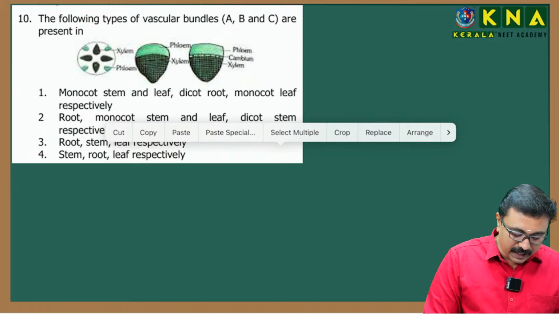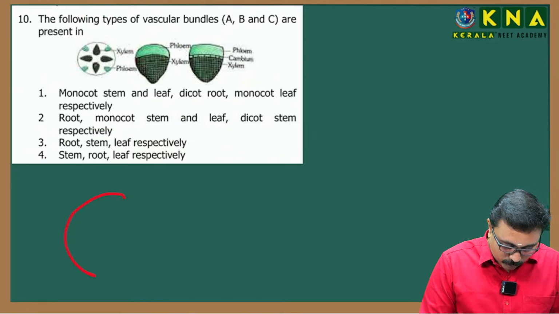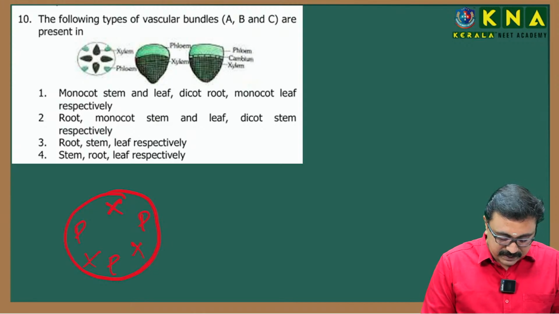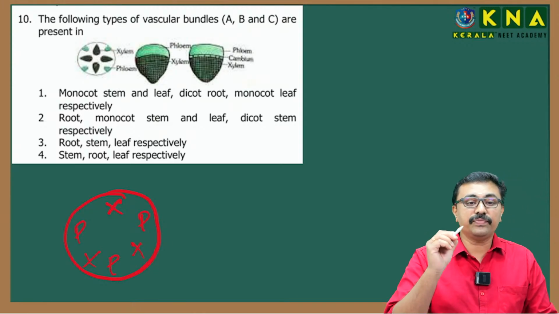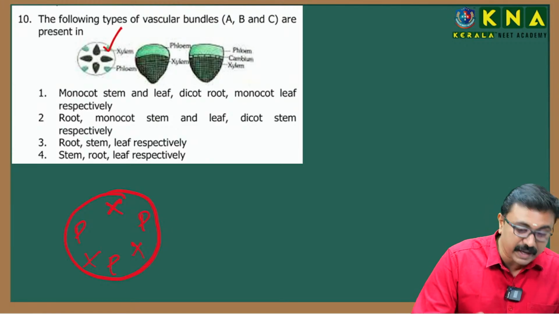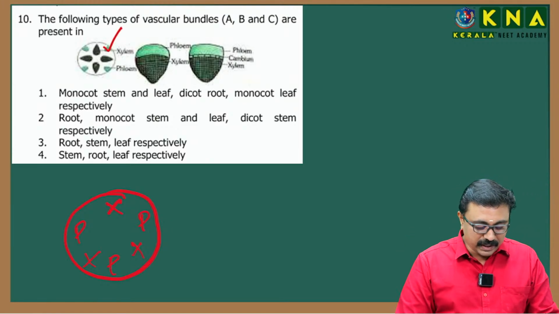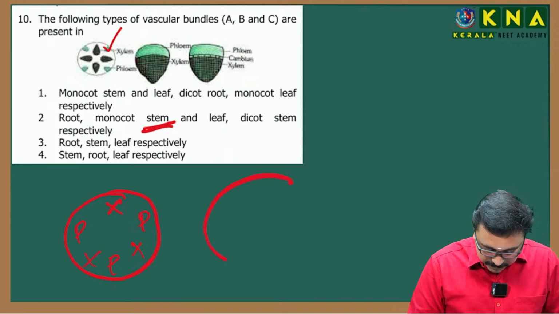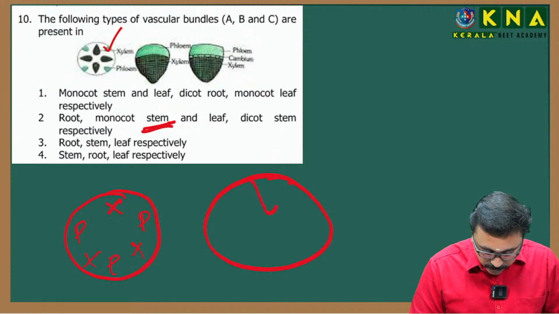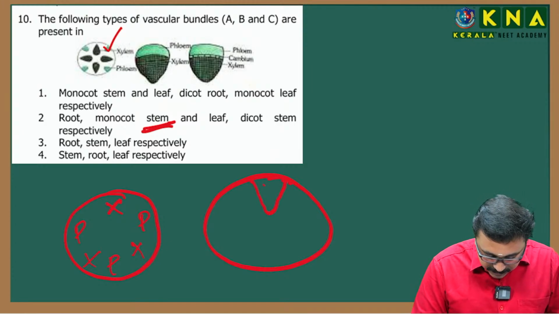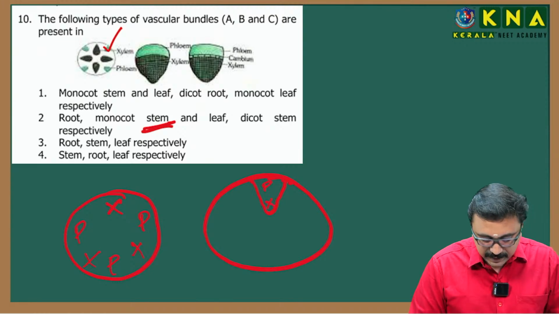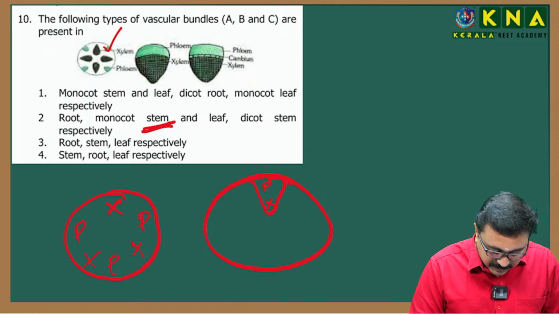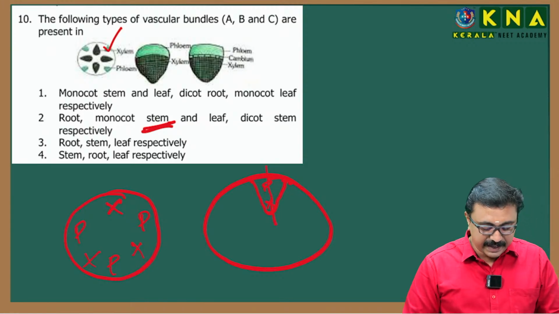So when you look at the root, you can see xylem, phloem like that. That means xylem and phloem are seen in different radii. So this is seen in root. In the case of stem, when you look at the stem, you can see that this is a vascular bundle. This is phloem and here there is the xylem. So xylem and phloem are seen in the same radius.